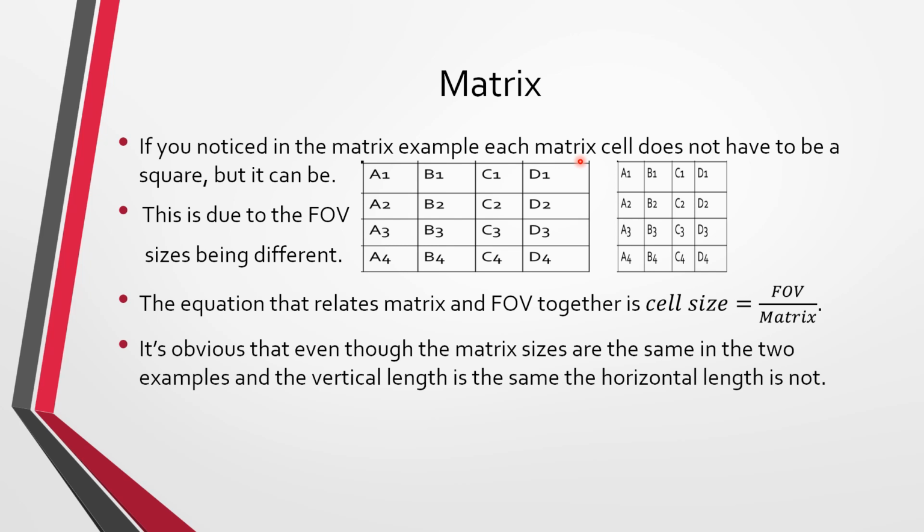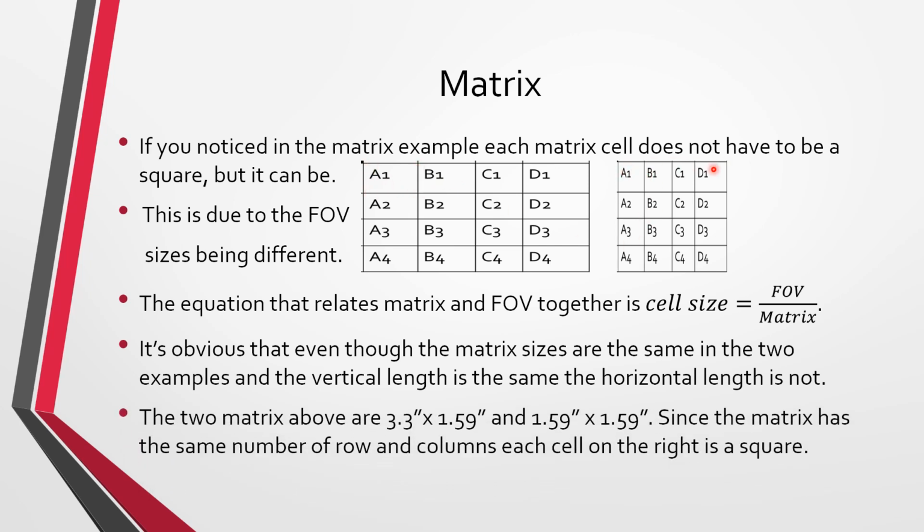It is obvious that even though the matrix sizes are the same in the two examples, so each one is a 4x4 here, and the vertical length is the same, the horizontal length is not. The length here is different. So this field of view, this length of this matrix, is different, but the matrix is the same. It's still a 4x4 matrix here. So these cells are going to be longer this way, so it's going to be more rectangular than this one is.